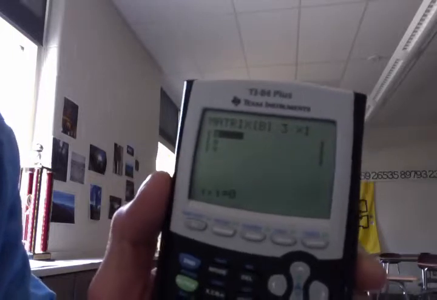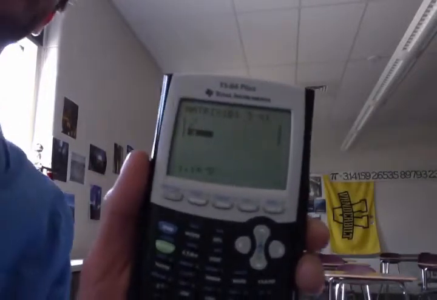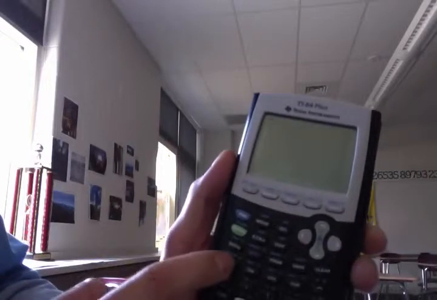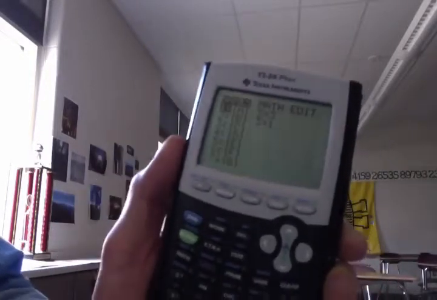That's where you put the answers in order: negative 3, 7, and negative 8. So far we've entered two matrices, a 3 by 3 and a 3 by 1. Now we quit. You have this blank screen, and then go back to the matrix, and just hit enter now. You're just going to select that first matrix.